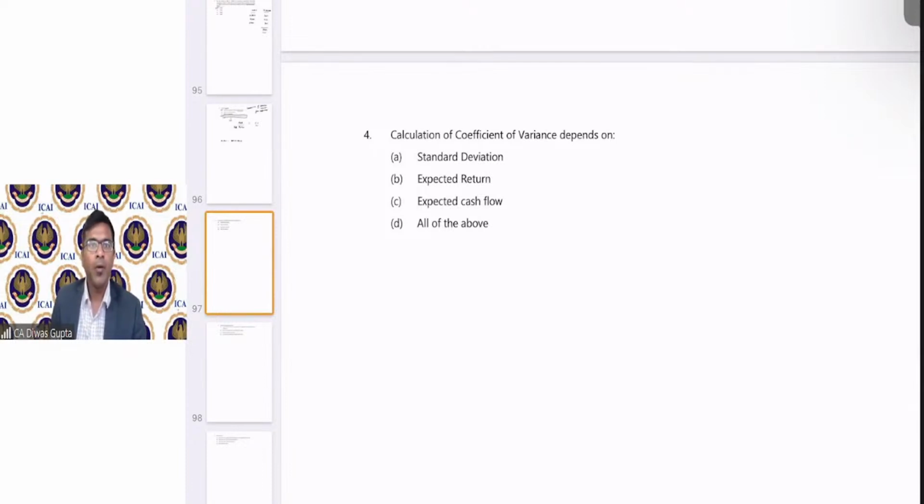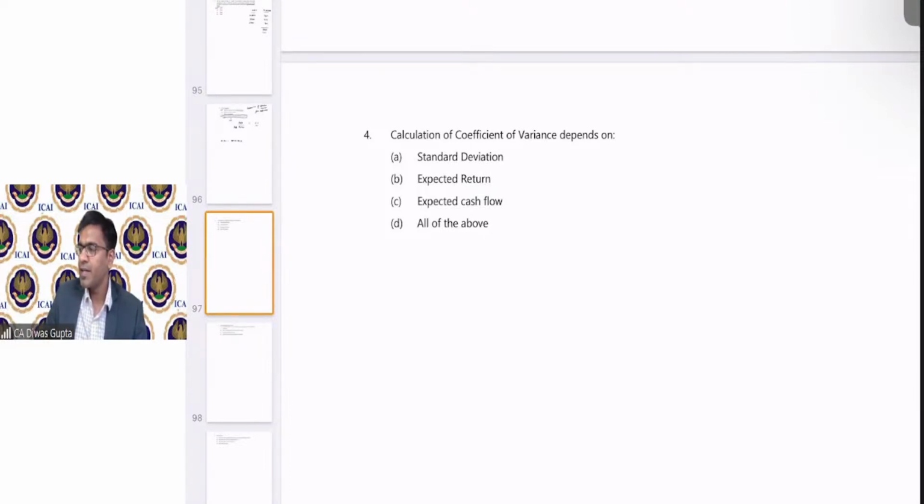I hope every one of you can see this, and I expect every one of you to please answer this with A, B, C, D. So calculation of coefficient of variance depends on what all things? Standard deviation, expected return, expected cash flow, or all of the above. Please, students, I request every one of you to answer this with A, B, C, or D.